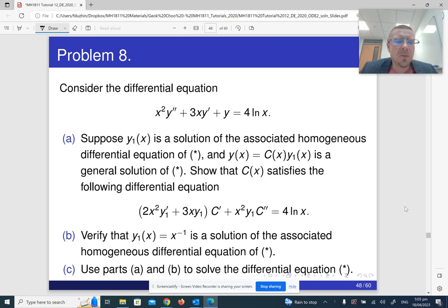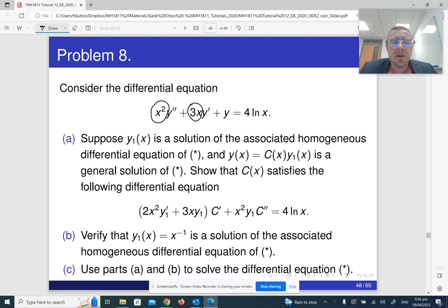And now I will explain question 8 from tutorial 12. Right, so here we have a differential equation. Notice that it is a linear, non-homogeneous equation with non-constant coefficients. The coefficient at y double prime is x squared. The coefficient at y prime is 3x. So the coefficients are non-constant. Okay, part A.